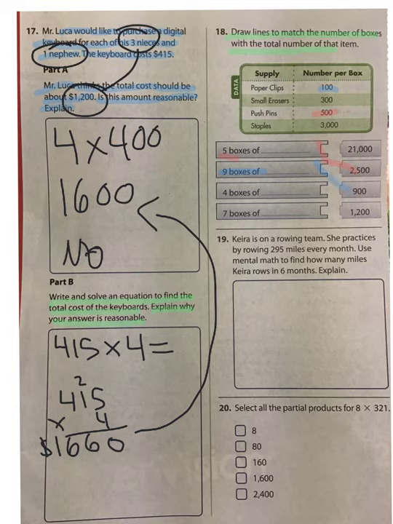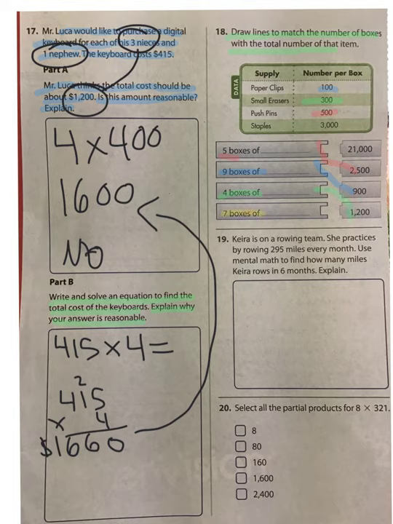4 boxes of something is going to equal a number on the right. Well, 4 boxes of small erasers, or 4 times 300, would be 1,200, which would leave 7 boxes of staples, and 7 times 3,000 would be 21,000.